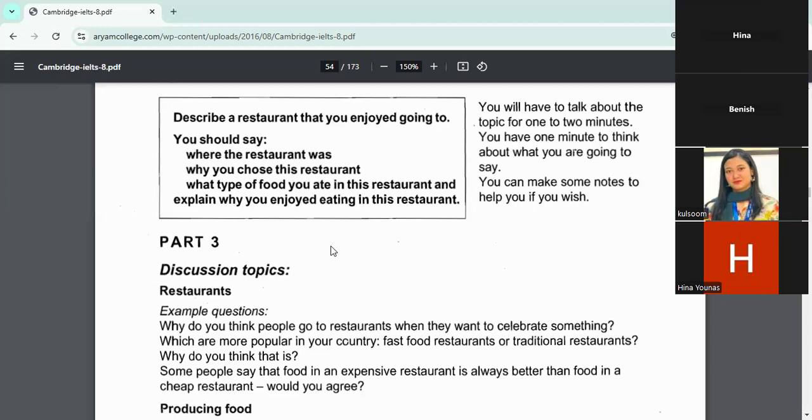Now I give the reason. Because Pakistani food is amazing. The traditional restaurants serve the best food, and the serving is amazing. Fast food restaurants are not considered to be very healthy.